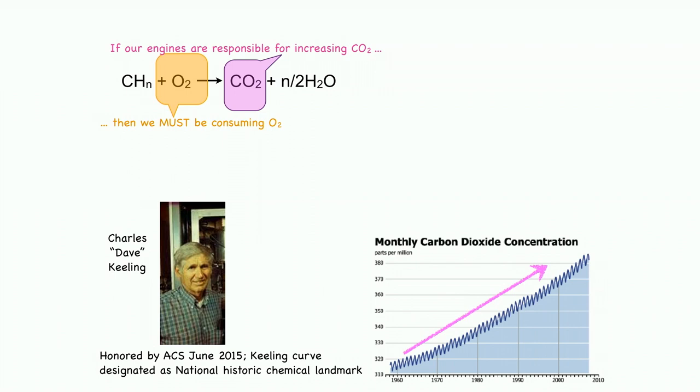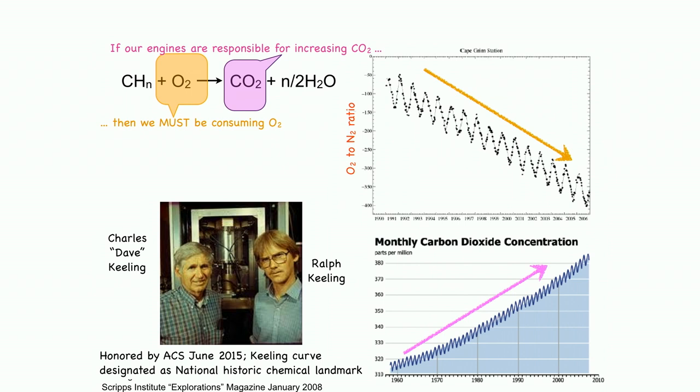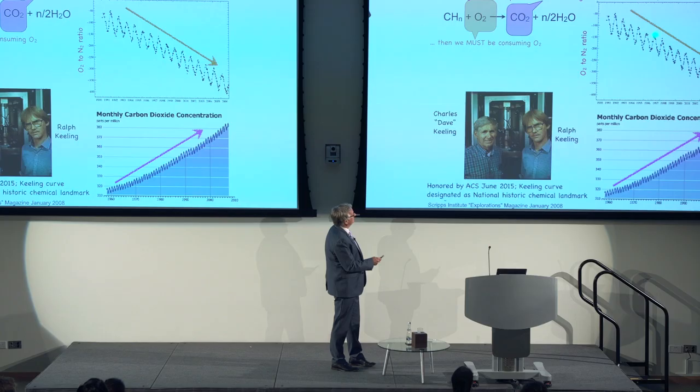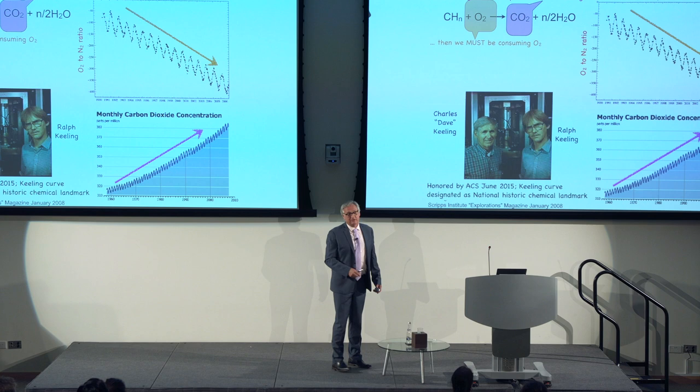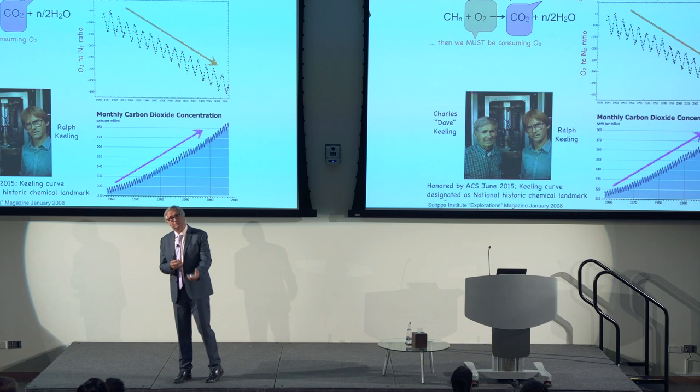And it was Dave's son, Ralph, who took up this charge and began a series of measurements in the mid-1990s, continuing to this day, in which he looks at the amount of oxygen in the atmosphere decreasing. It fluctuates in the same way as the CO2 does, but the rate of decrease and the rate of increase match each other for this stoichiometry, provided you calculate how much CO2 is absorbed in water.